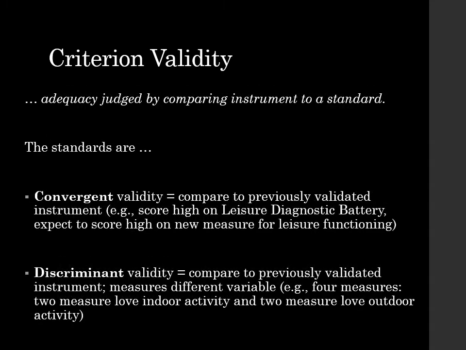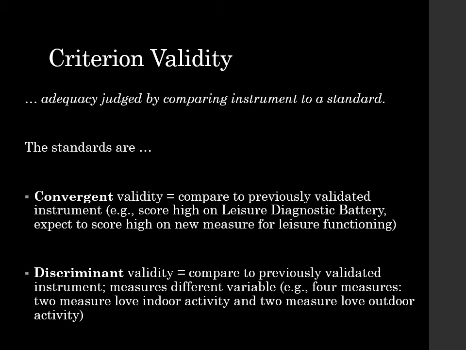We can also look at convergent validity and discriminant validity. Discriminant validity is where we can compare a previously validated instrument that measures different variables. For example, we have 4 total measures, 2 of which measure indoor activity and 2 of which measure outdoor activity. So overall, we're looking at some similar stuff, but they're slightly different.